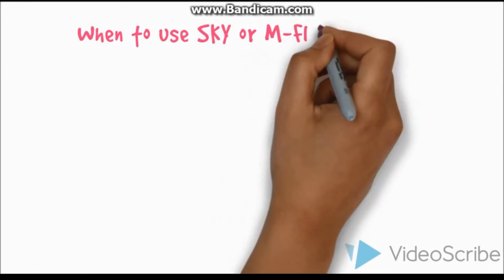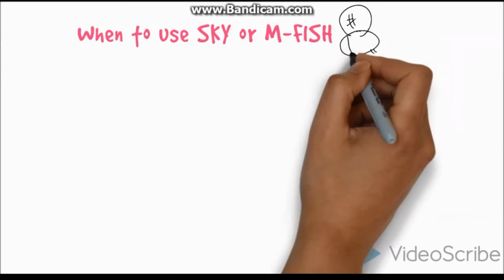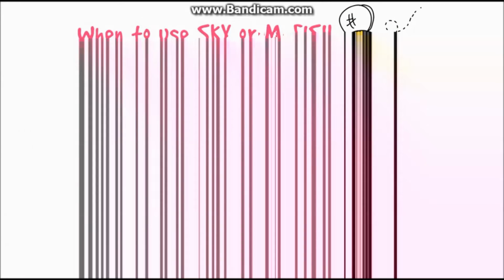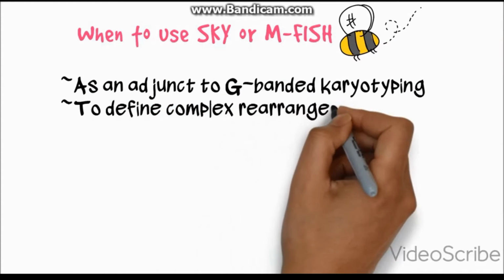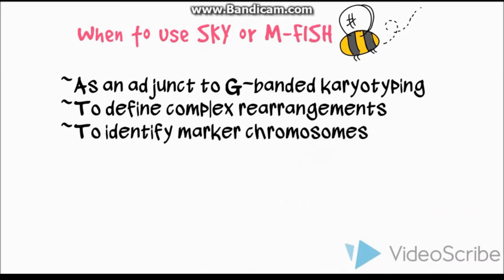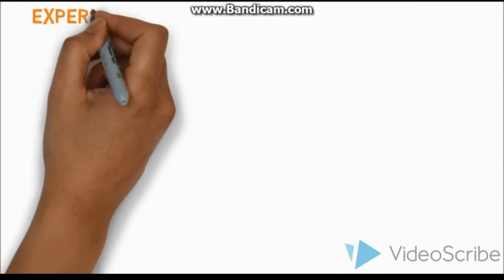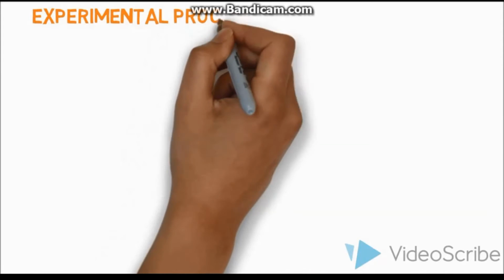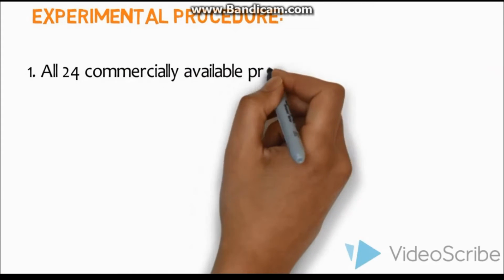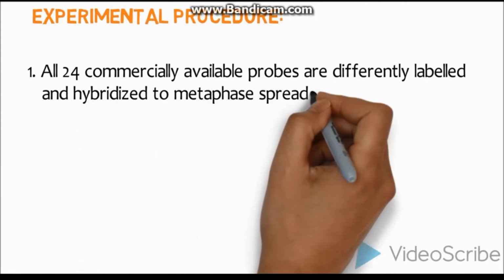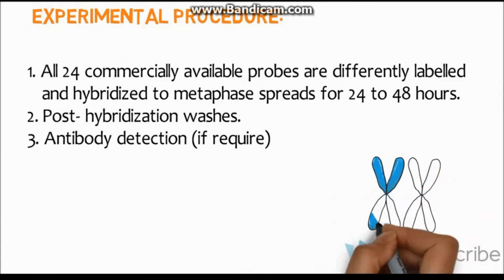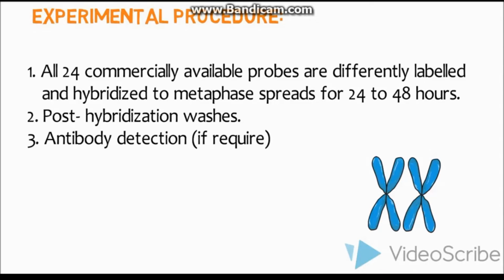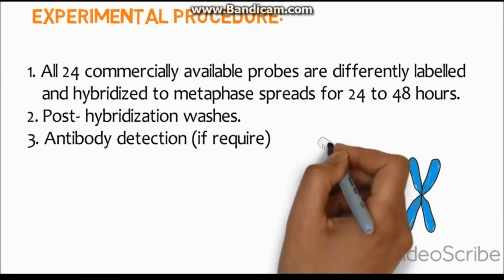When to use SKY or M-FISH. It is used as an adjunct to G-banded karyotyping to define complex rearrangements and to identify marker chromosomes. The experimental procedures for M-FISH and SKY. First, all 24 commercially available probes are differently labeled and hybridized to metaphase spread for 24 to 48 hours. Second, post-hybridization washes. And third, antibody detection if required.